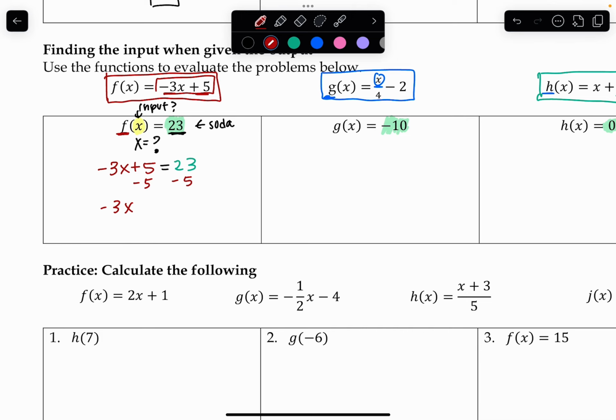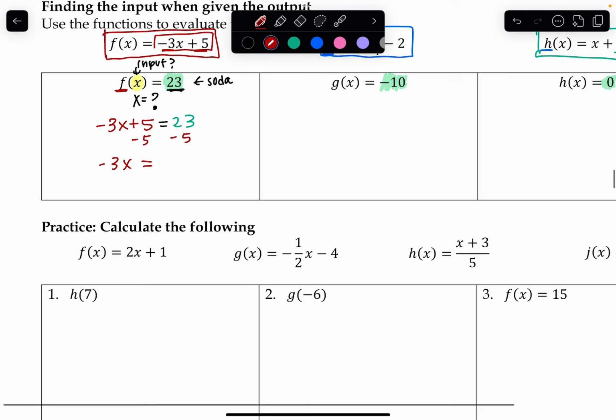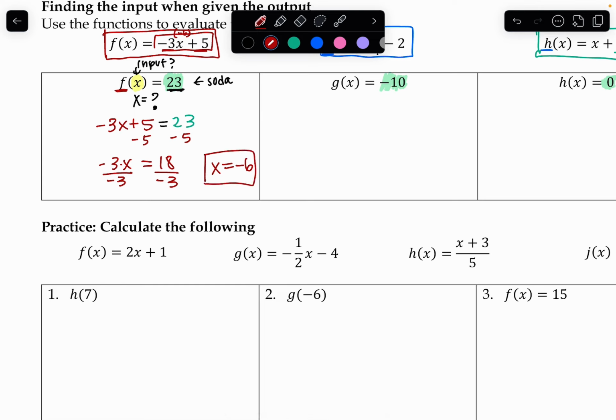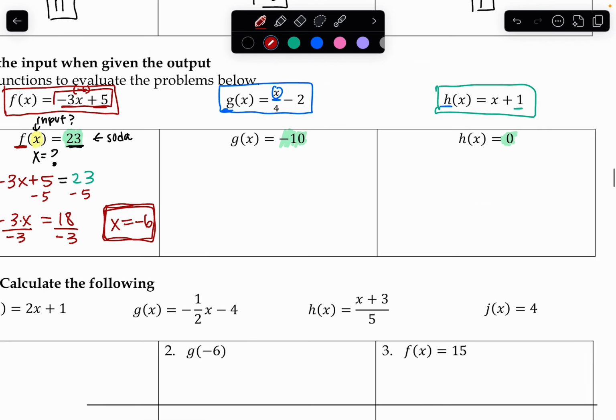Always get rid of the number that's not attached to your variable first. And so 23 minus 5 is 18. And then lastly, we can get rid of this multiplication by negative 3 by dividing, just using our inverse operations. So we end up getting x equals negative 6. So if I put negative 6 into this function, I would get positive 18 plus 5, which would give me that 23 back. And so we could tell them x equals negative 6 as our input.